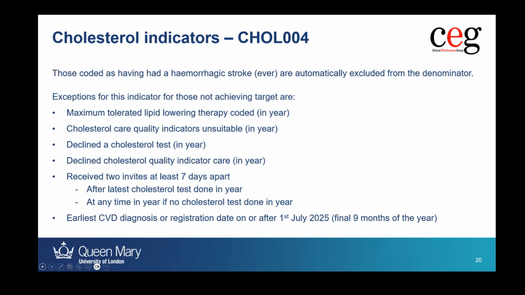Exceptions that you can then add to remove them from the denominator would be maximum tolerated lipid lowering therapy coded in and then similar other codes that we've talked about. So the care quality indicators being unsuitable, declining having their cholesterol checked in the 2 invites, and the earliest CVD diagnosis, or them being registered within the final 9 months of the year. Next slide, please.